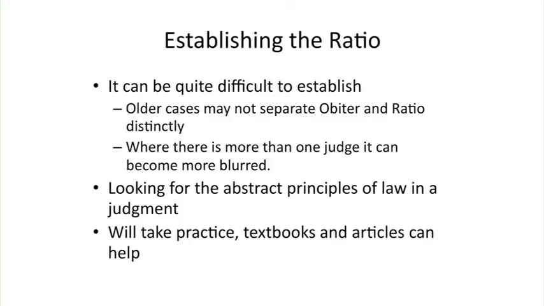On top of that, older cases may not separate the two out, and so again might not be very clear to you. It is also a little bit difficult where there's more than one judge, which often happens in the higher courts. Try looking for the abstract principle of law in the judgment. Again, this might take time, it will take practice, but textbooks and other secondary sources can help in this regard if you can actually get the case discussed in your source.